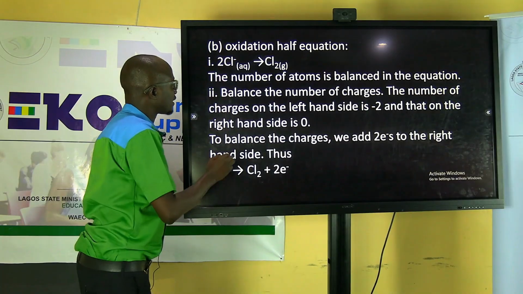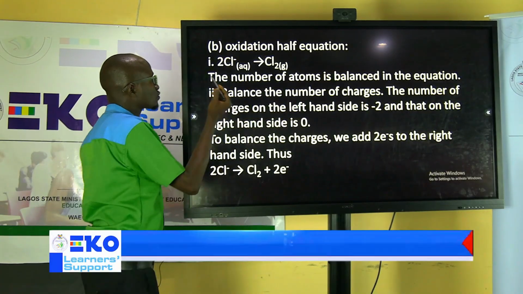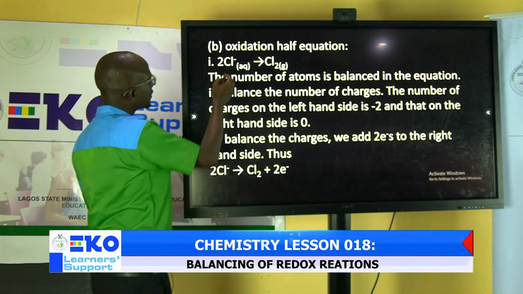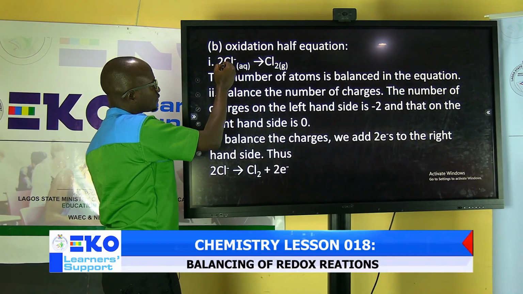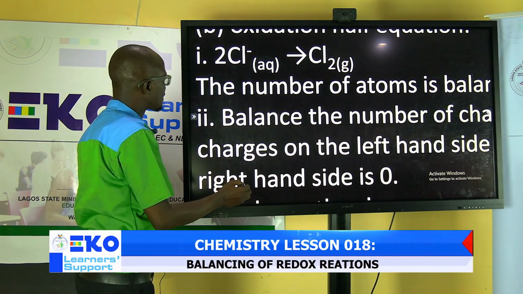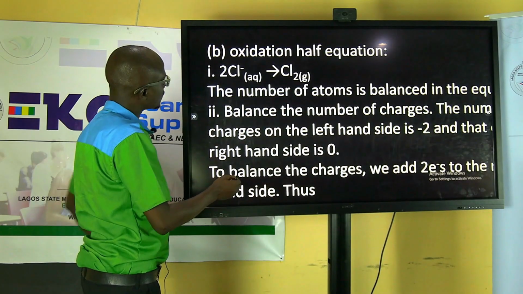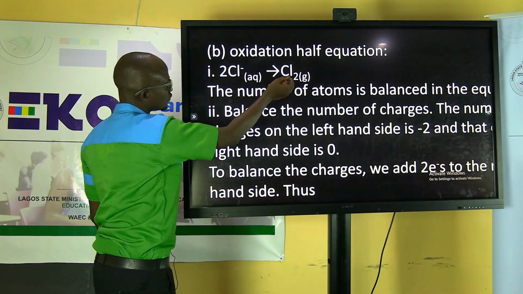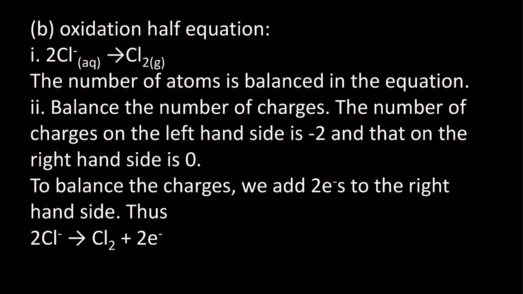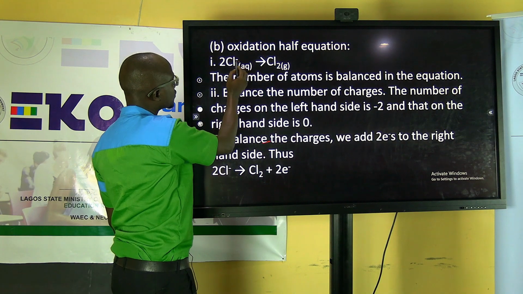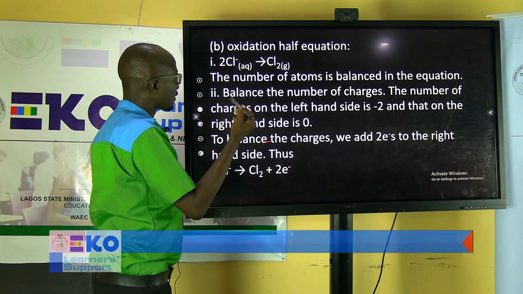So we'll go to the charge-wise. We have balanced it atom-wise. How do we balance it charge-wise? The total number of charges we have here is -2. You agree with me? -1 times 2 is -2. So the total here is -2. Why is the total here 0? So let's go to the oxidation half equation. This is the oxidation half equation because it is undergoing oxidation, so from -2 to 0.